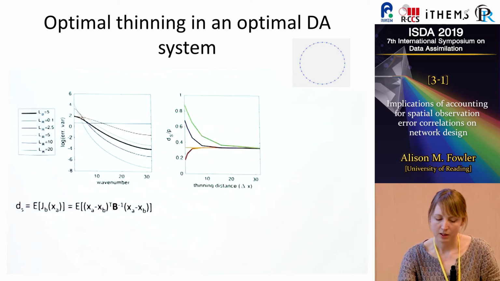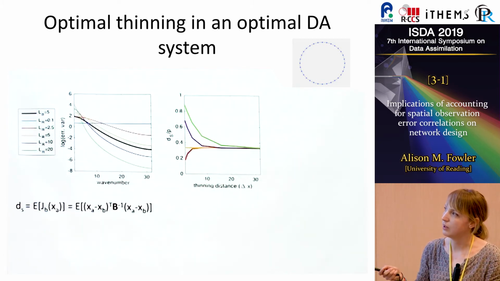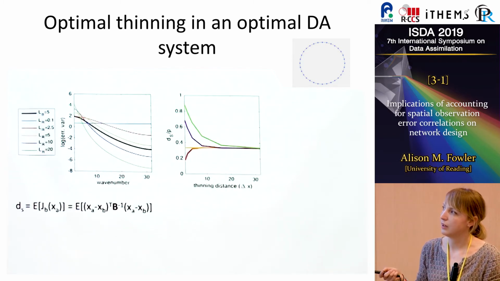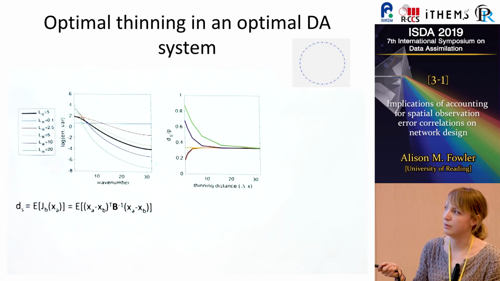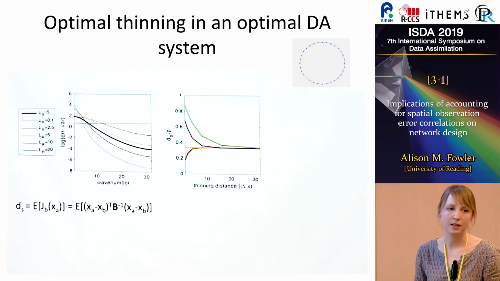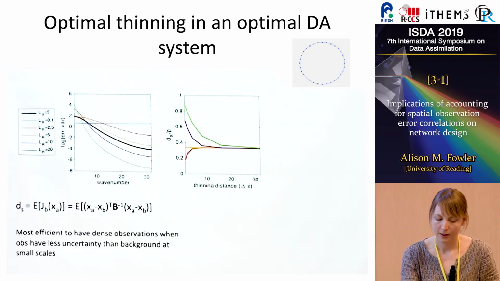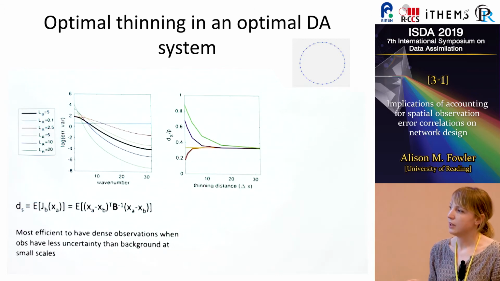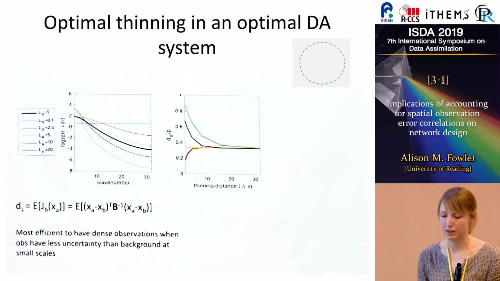But if we start to increase the length scales in our R matrix so that they're now longer than in the B matrix, then we see that this metric now starts to increase as the density of the observations increases. And that's because now we have more small-scale information in our observations than in our prior. And so there's a benefit to having the dense observations. So in terms of this metric, it's most efficient to have dense observations when the observations have less uncertainty than the background at small scales.